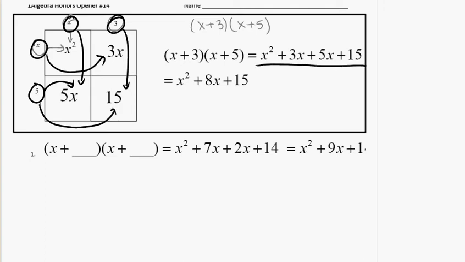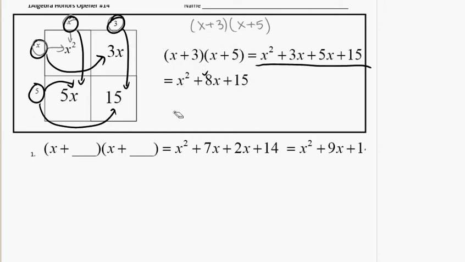And when you add up the areas, you get x squared plus 8x plus 15, which of course, using our shortcut, is the same as the sum of the two, the h and the k value, to give you 8, and the product to give you 15. So this is just a geometric way of looking at the same thing.